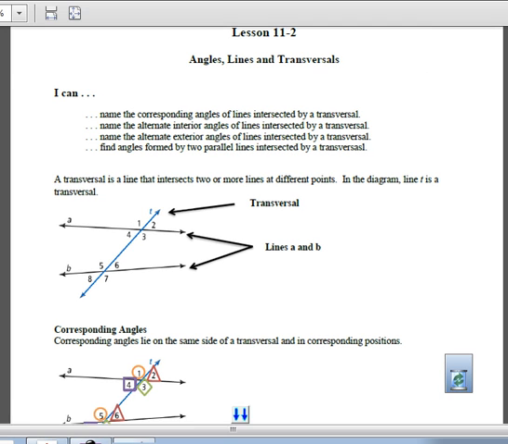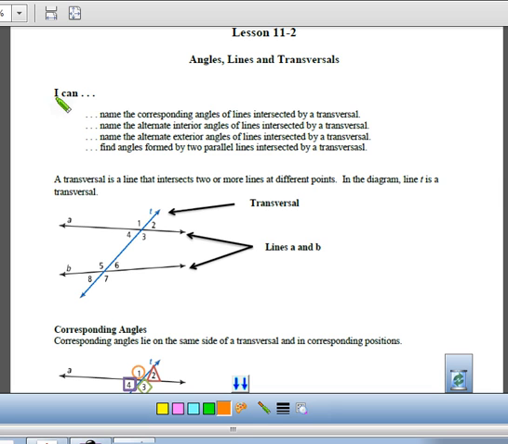So there are 4 learning targets for this lesson. First, I can name the corresponding angles of lines intersected by a transversal. I can name the alternate interior angles of lines intersected by a transversal. I can name the alternate exterior angles of lines intersected by a transversal. And I can find angles formed by 2 parallel lines intersected by a transversal.